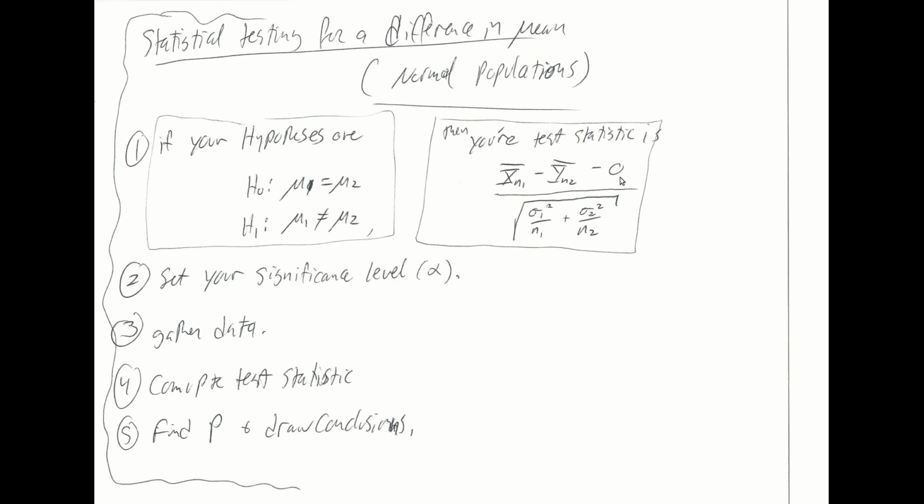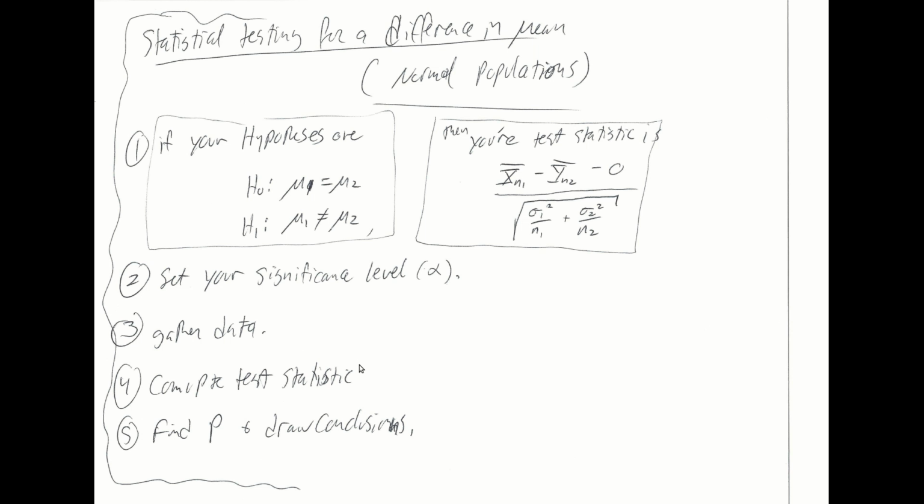And here I've taken the mu1 first minus mu0 to be 0. You decide your significance level in the usual way. Think about a type 1 error and what that means. Think about a type 2 error and what that means. Decide on your significance level. You go out and gather your data.